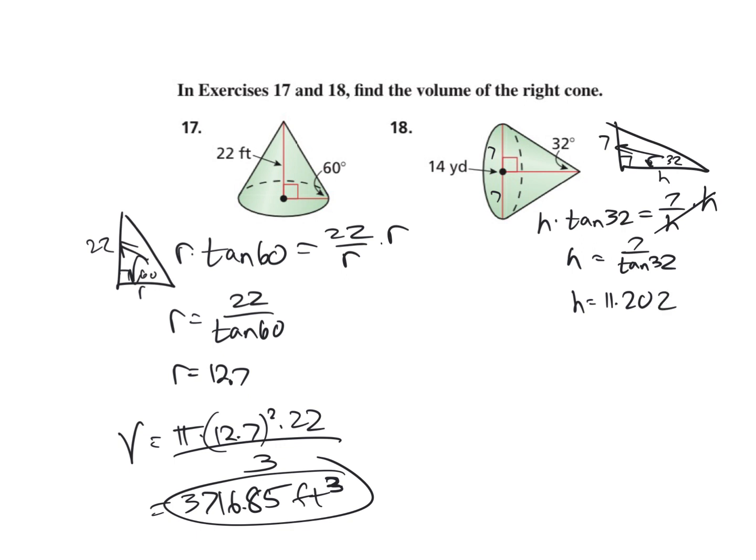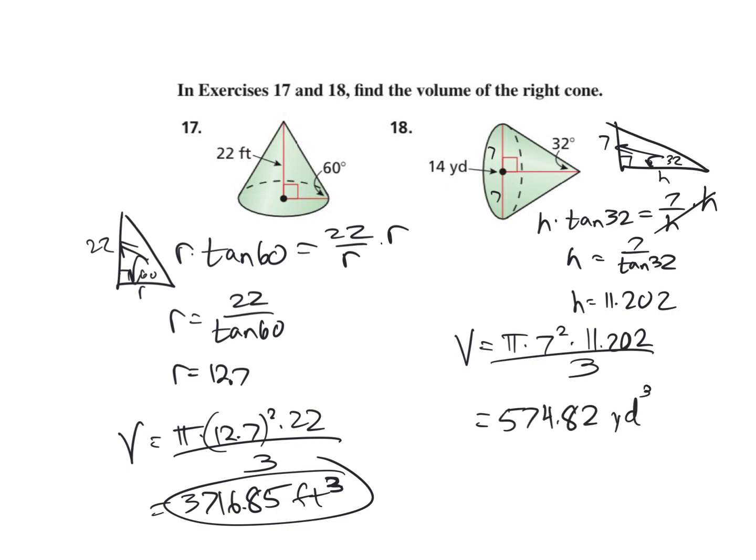11.202. So the volume again is pi times r squared times the height, 11.202, divided by 3. So take that long number on your calculator and times it by 49, that's 7 squared, times it by pi, and then divide it by 3. Get 574.82 cubic yards.